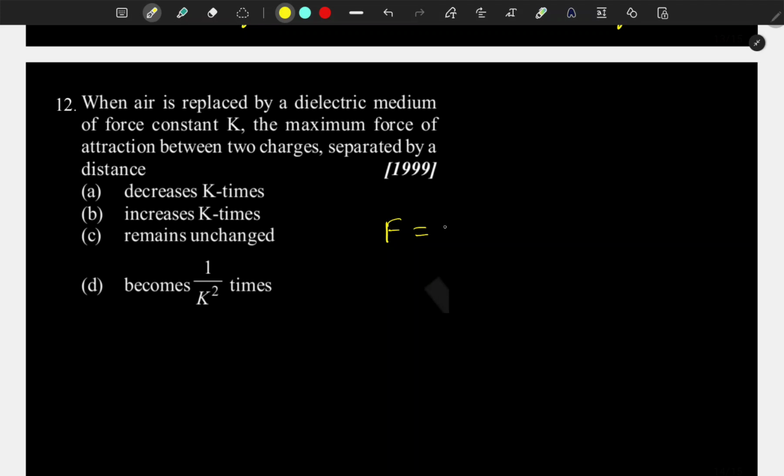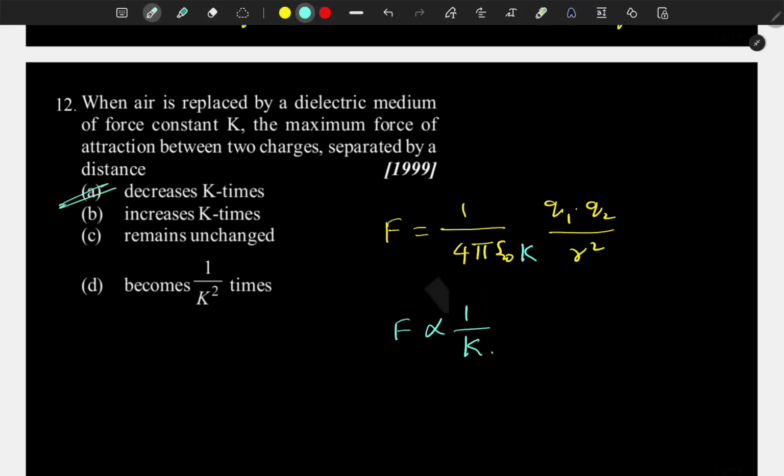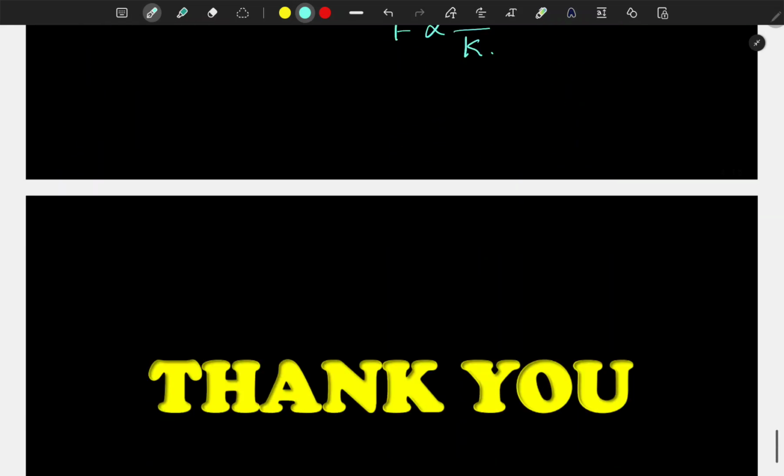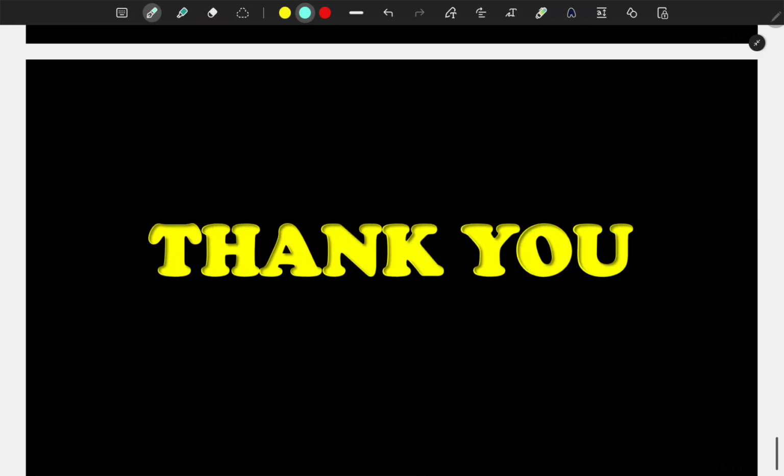So if you consider here, the formula for that is 1 by 4 pi epsilon naught into Q1 Q2 divided by r square. This is the maximum force. If you introduce the dielectric constant K, then F decreases by a factor K. Therefore option A is correct. So this is all about this topic, that is Coulomb's law.